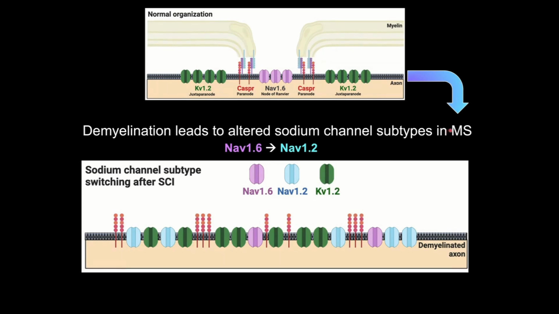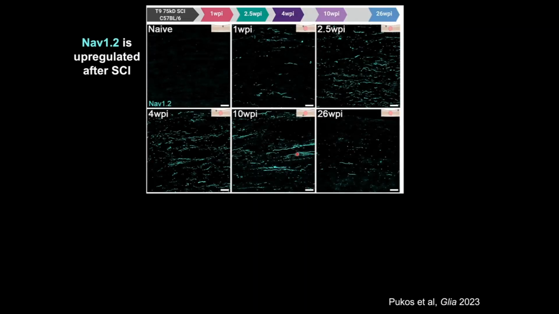It's been shown in MS tissue and in MS animal model tissue that you can see an upregulation of these NaV 1.2 channels. So these early, less efficient channels become upregulated after demyelination. So we again wanted to see, is this happening in our spinal cord injured animals? This hadn't been examined before. So we stained our tissue for NaV 1.2, and as you can see here in the naive animals, this is a longitudinal spinal cord white matter section, really no evidence of NaV 1.2 expression at all.